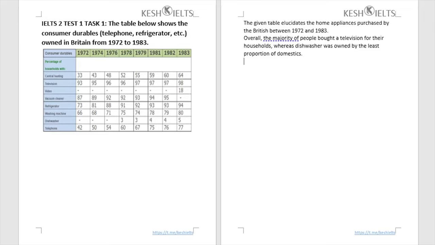Alright, now I'll start with writing. In 1972, the central heating. So I'm starting from this part. Central heating was purchased. Well, it would be better if you have this table in front of you so that you can keep comparing and look at it. Okay, heating appliances were purchased by 39% of total domestics of Britain. Sorry about that. Domestics of Britain. Alright.